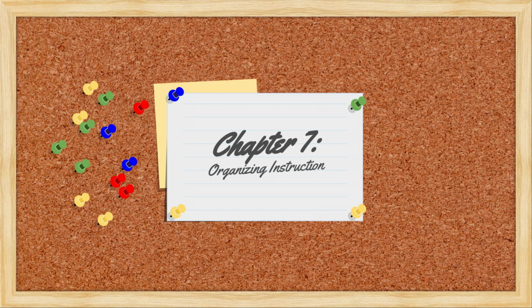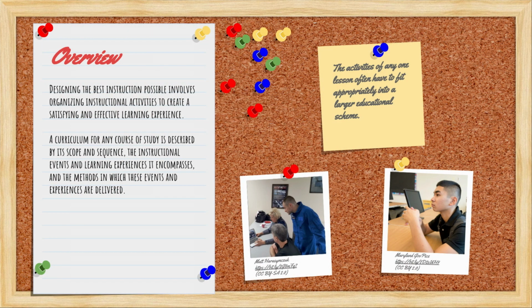Chapter 7, Organizing Instruction. Designing the best instruction possible involves organizing instructional activities to create a satisfying and effective learning experience. A curriculum for any course of study is described by its scope and sequence, the instructional events and learning experiences it encompasses, and the methods in which these events and experiences are delivered. The activities of any one lesson often have to fit appropriately into a larger educational scheme.